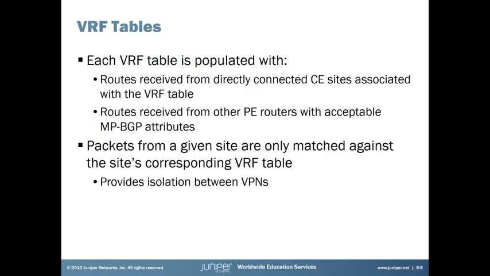So what are we going to do? We're going to associate customer sites with import policies so that we import the right routes from the right customer into that table. Packets from a given site are only matched against the site's corresponding VRF table. So there is a dedicated VRF, a VPN routing and forwarding table, for each site, in each PE.